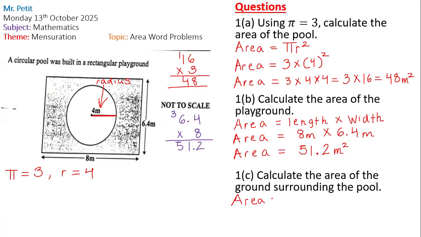So area is going to be equal to, the first one is 51.2 meters squared minus 48 meters squared. And so the area therefore is going to be equal to, what is 51.2 minus 48? That gives us what? I got 3.2 meters squared.